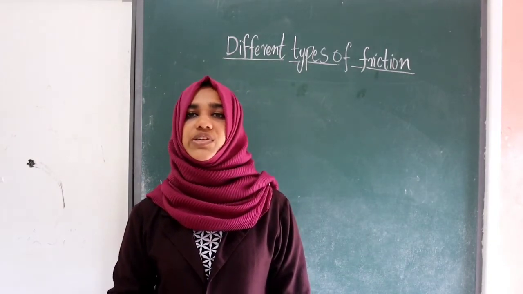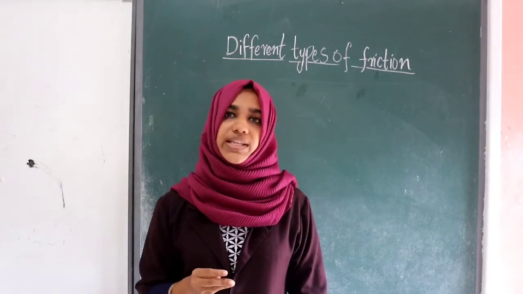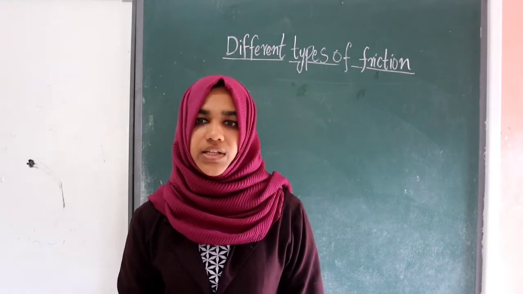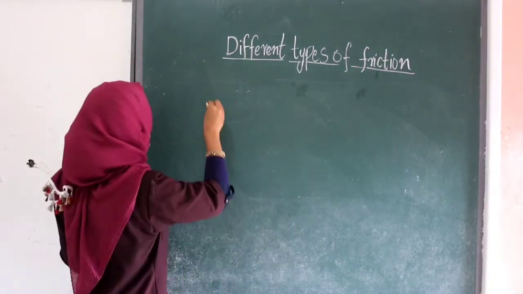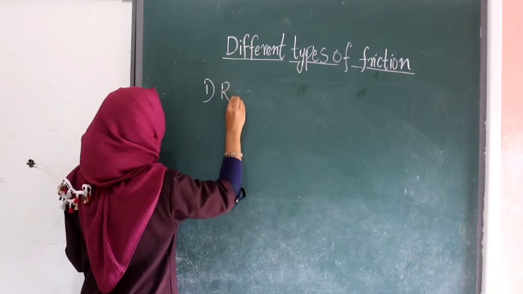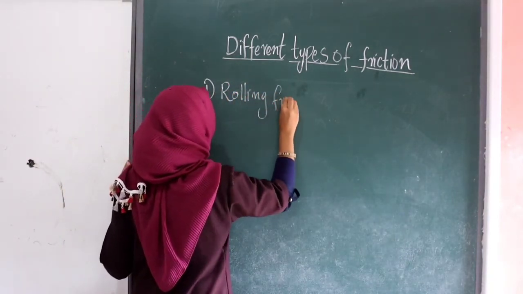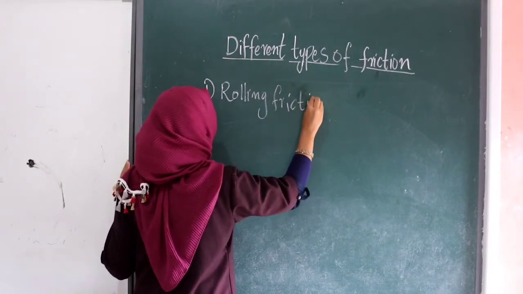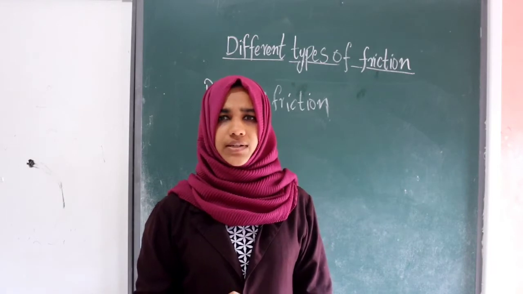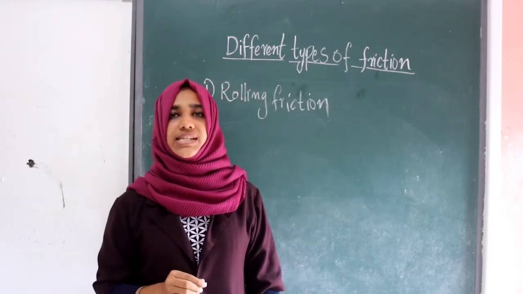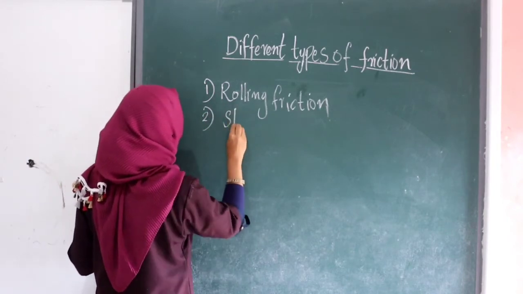So the first picture indicates rolling friction. Can you give a definition for rolling friction? When a body rolls over the surface of another body, the force of friction is rolling friction. The first one is rolling friction. You got it? Then the second one is sliding friction. The second picture indicates sliding friction.